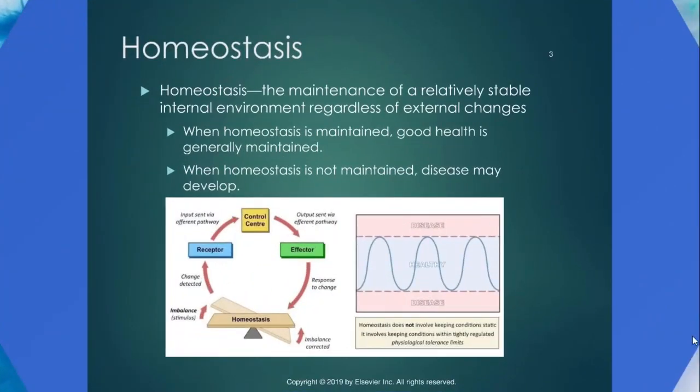So homeostasis is the maintenance of a relatively stable internal environment regardless of external changes. So when homeostasis is maintained, good health is generally maintained. When homeostasis is not maintained, disease may develop. So under normal conditions, homeostasis is maintained within the body with regard to blood pressure, body temperature, fluid balance, etc. Frequent minor changes occur and our body's compensation mechanisms respond, and homeostasis is usually quickly restored. And we're not usually aware of these little changes taking place. When things get out of homeostasis, a lot of times that's when you need some sort of intervention to get you back into a state of homeostasis.